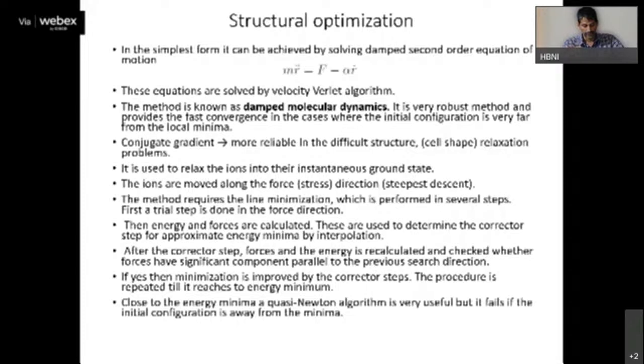If you want to do the structural optimization close to the energy minimum, one can use the quasi-Newton algorithm. It's very useful, but if it is far from the minima, then it fails.